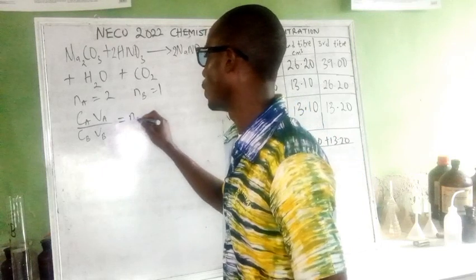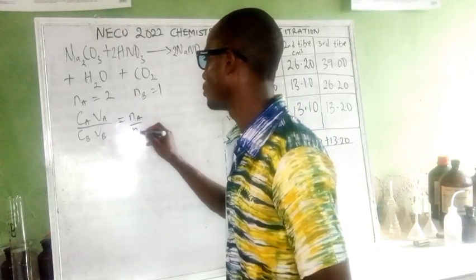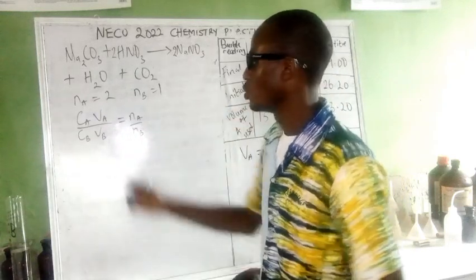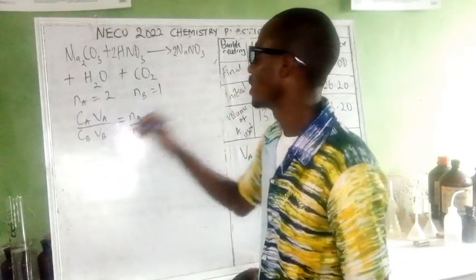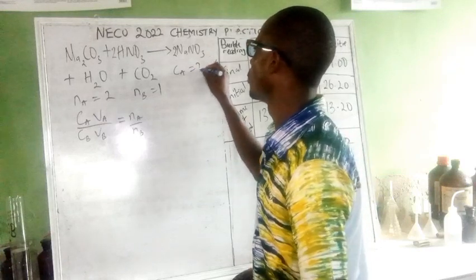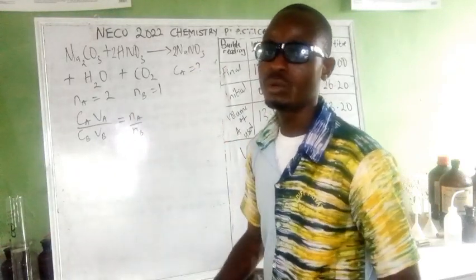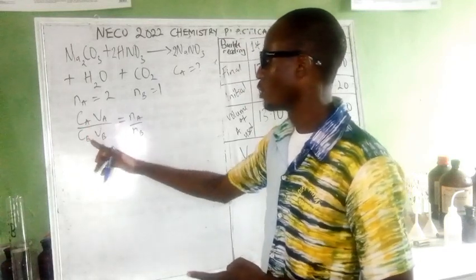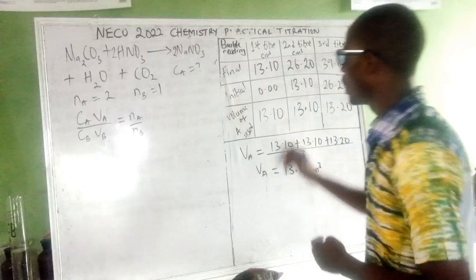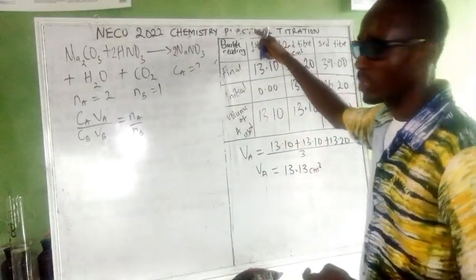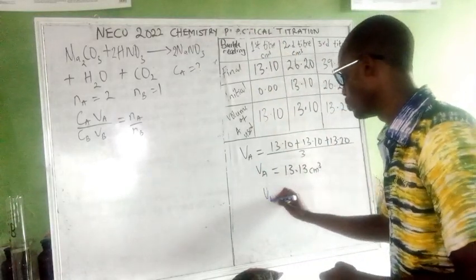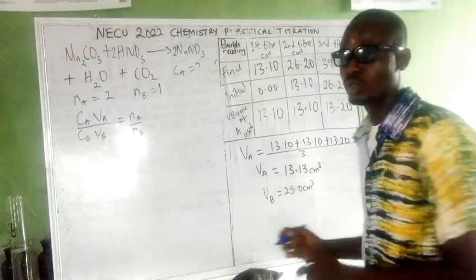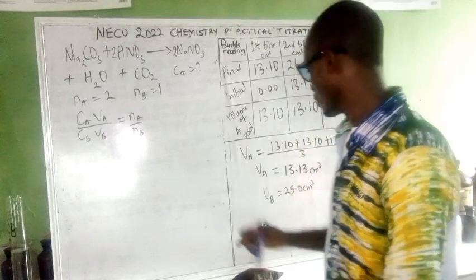So using CAVA over CBVB equals nA over nB. And mind you, we are looking for CB and we are yet to know the concentration of A, that is CA. So we have to find CA before we could get our CB, because without CA we cannot use this. Sorry, I didn't record the volume of the pipette at the top of the table, and that is supposed to be 25.0 cm³. Note that, that's the volume of the pipette.